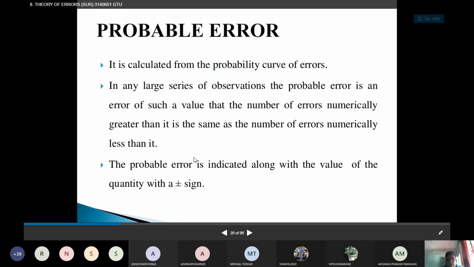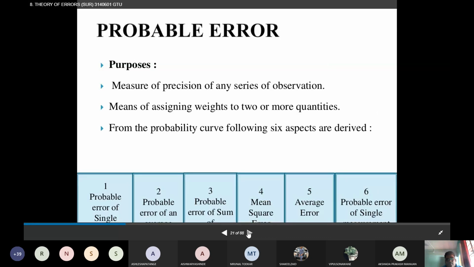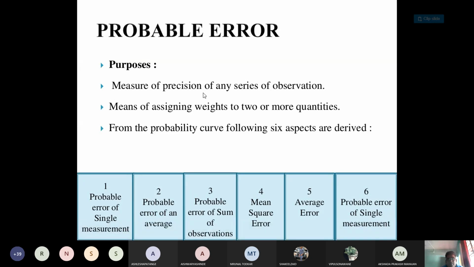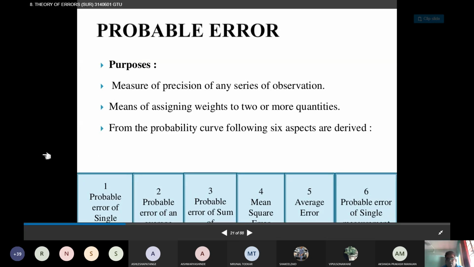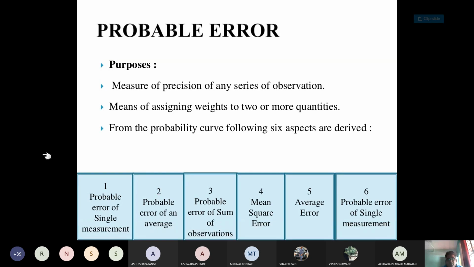So the probable error is indicated along the value of either plus or minus side. While solving the problems, you have to apply this error and find out this error. Then you can understand it very clearly. So, a measure of the precision of any series of observations means assigning weights to two or more quantities. Then from the probability curve, the following six aspects are derived.